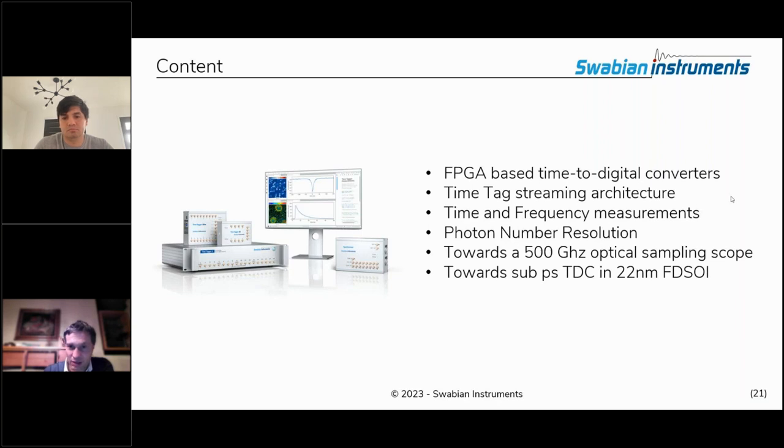And I guess the last three parts are sort of optional. A few slides about photon number resolution, also work that we are doing towards a 500 gigahertz optical sampling scope. And then I have a few slides about the work that we do towards a TDC ASIC in 22 nanometer FDSOI.